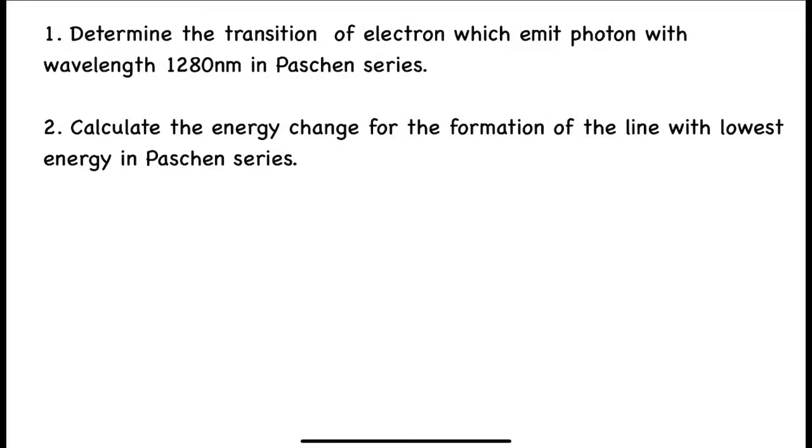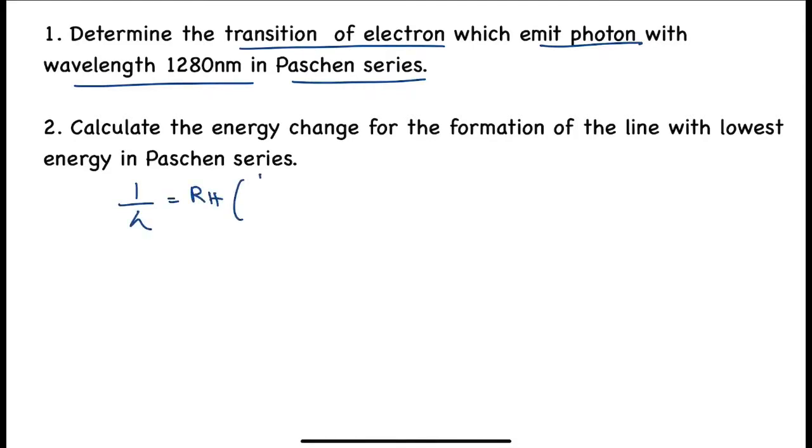In this video, I'll be showing step-by-step working to solve a question on electron transition under Bohr's atomic model. The first question here requires you to determine the transition of electron which emits photon with wavelength 1280 nanometers in the Paschen series. First, write out the equation that is required to calculate wavelength. That would be 1 over lambda equals to Rydberg constant multiplied by 1 over n1 squared minus 1 over n2 squared, whereby n1 must be lesser than n2.